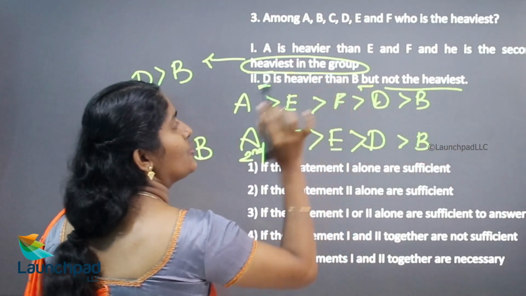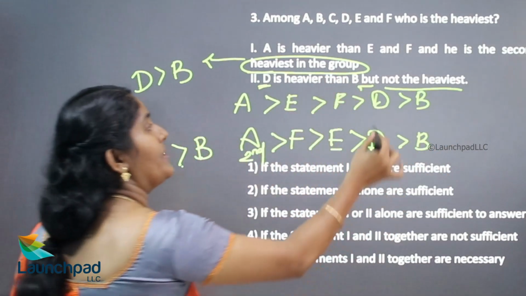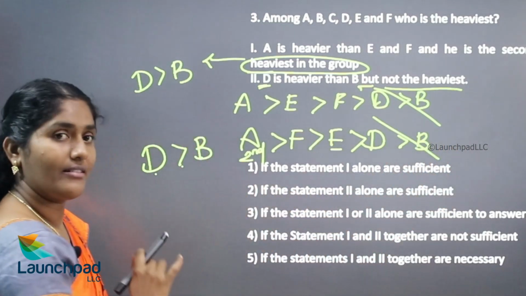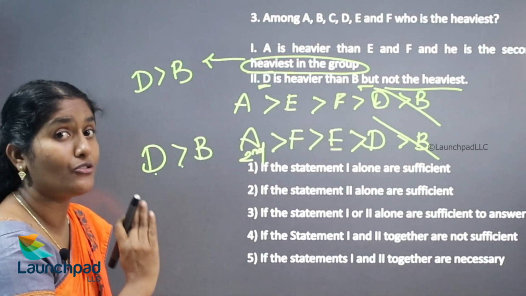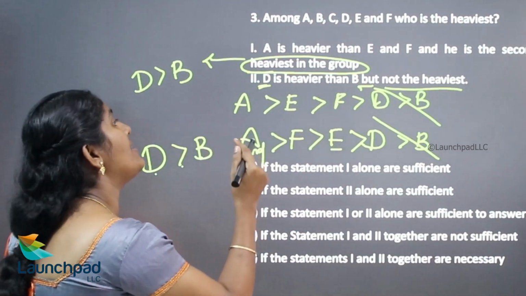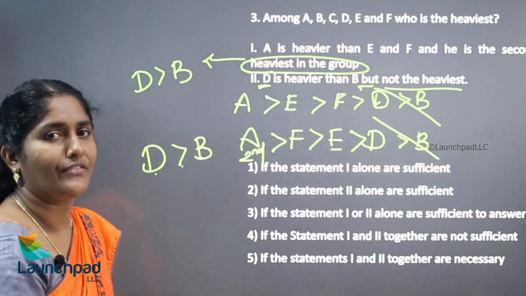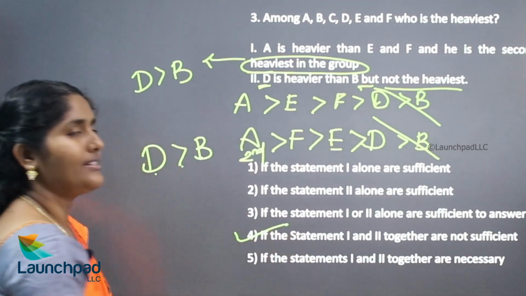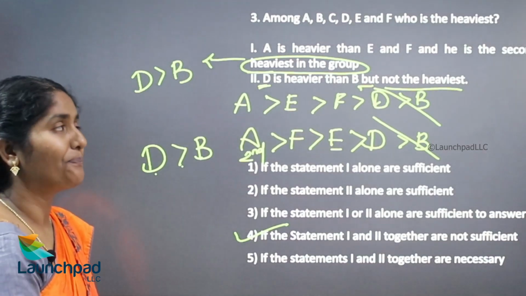But that is not available in the statements. So there are many possibilities for this. We are not able to say the exact answer directly. So statements 1 and 2 together are not sufficient to answer the question. Not sufficient.